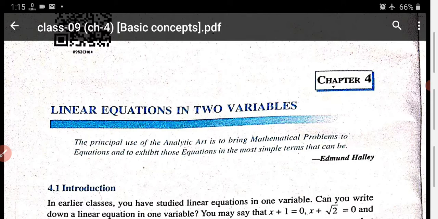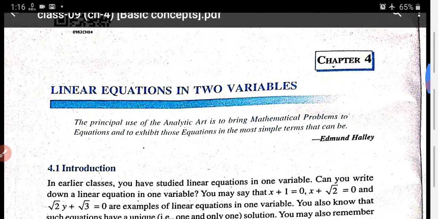The name of your chapter is linear equation in two variables. Before starting this chapter, first understand the meaning of the chapter name. Then we will discuss some basic concepts which help us solve the questions of this chapter, and then we come to the exercise.